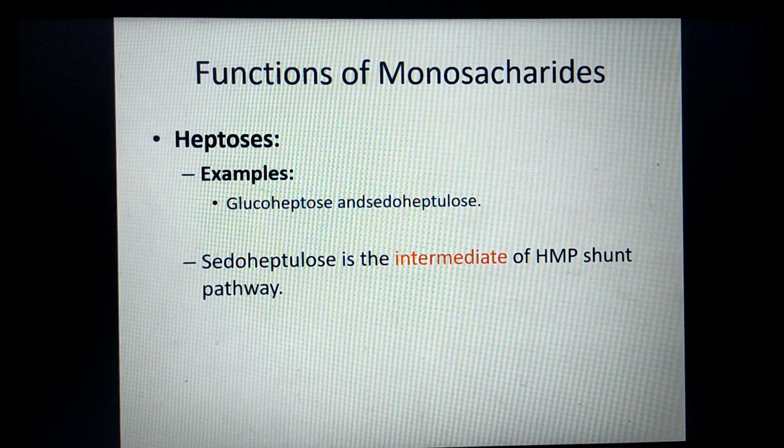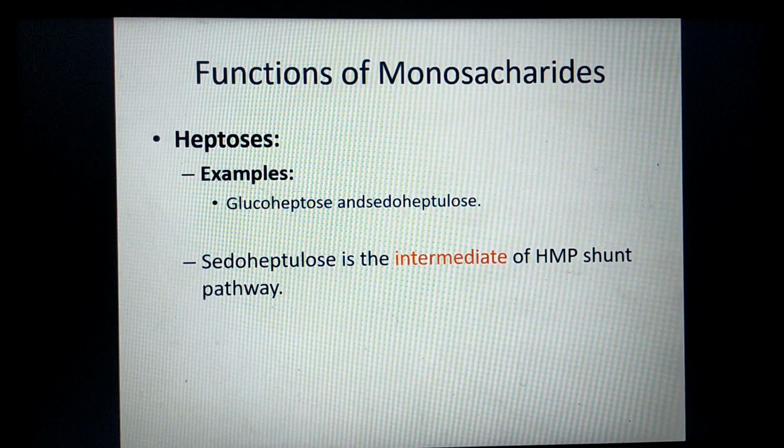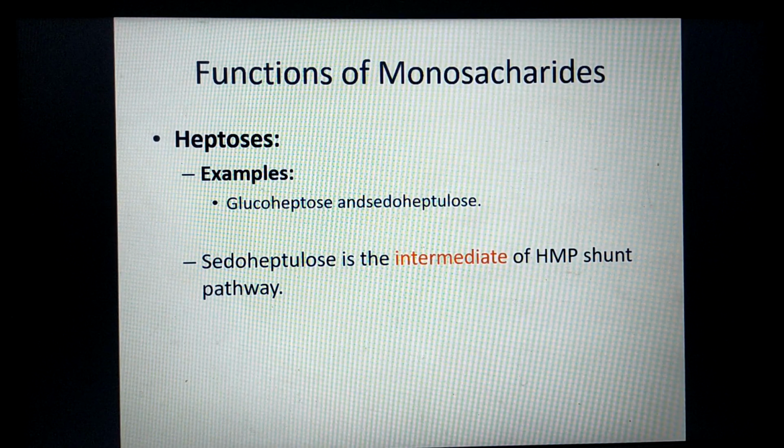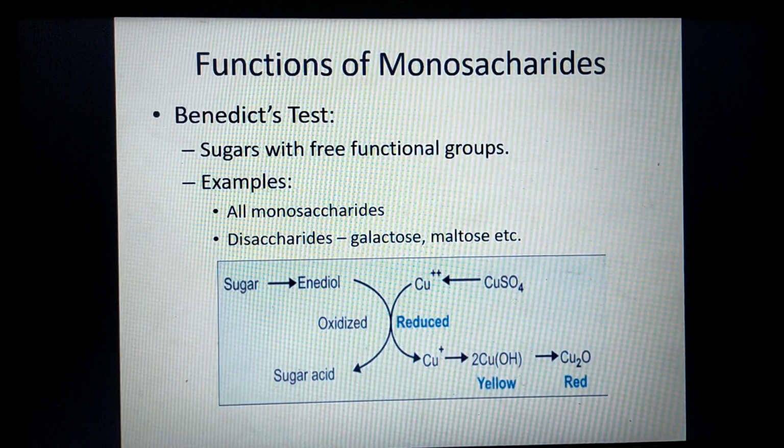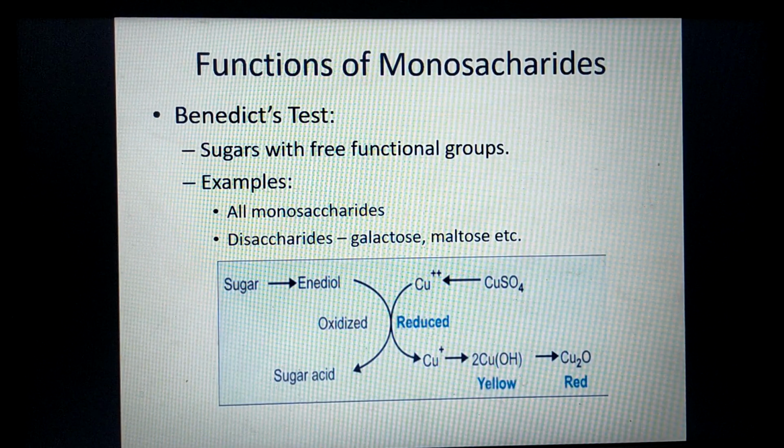Coming to heptoses, examples glucoheptose and pseudoheptulose. Pseudoheptulose is an intermediate of HMP shunt pathway. So these are the functions of various monosaccharides. Before moving further, we will see about an important test which is called the Benedict's test.